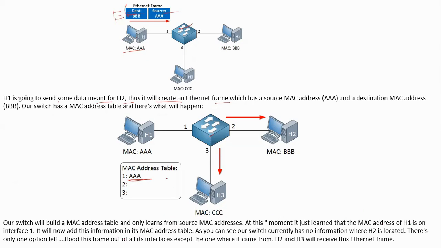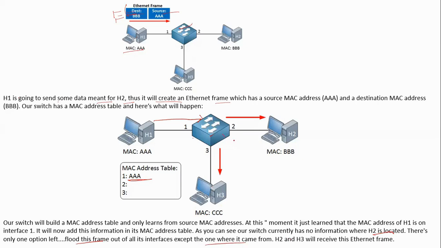So what will happen? The Ethernet frame will come to this switch, and the switch will do one thing. As you can see, the switch currently has no information about where H2 is located. So it has only one option, flooding. Flooding means it will broadcast to all the interfaces except the one where the frame came from.